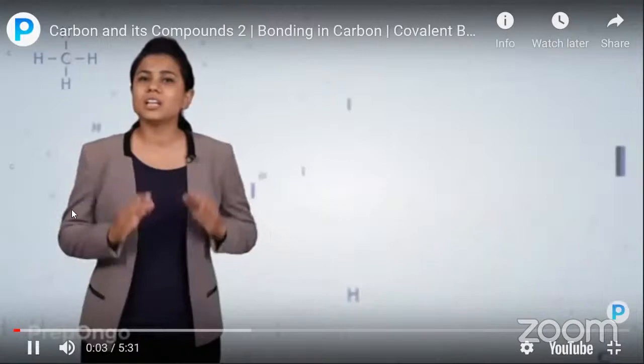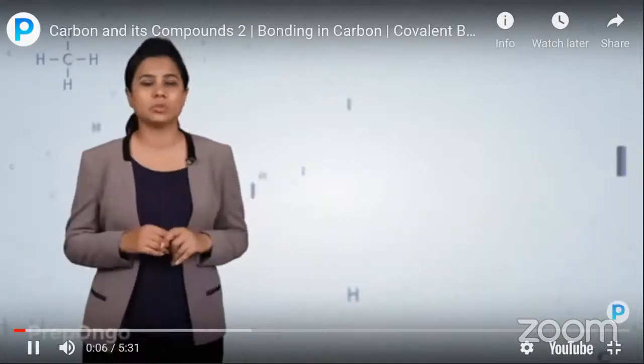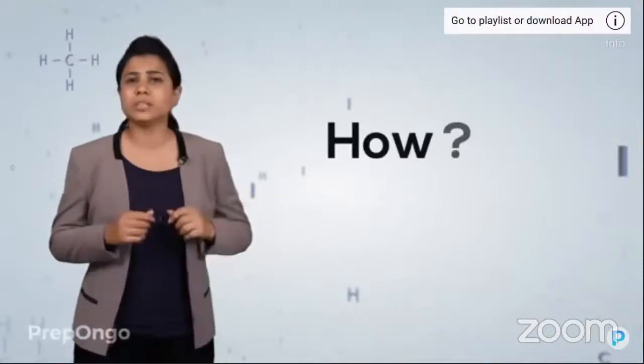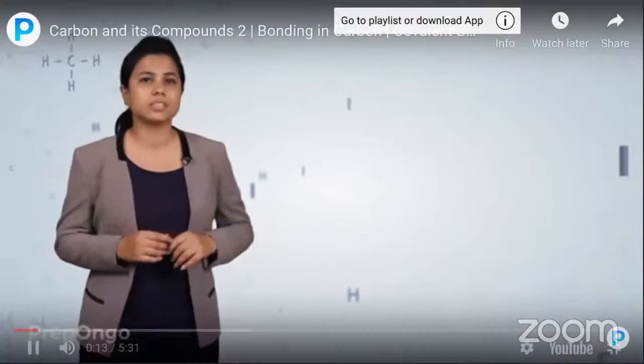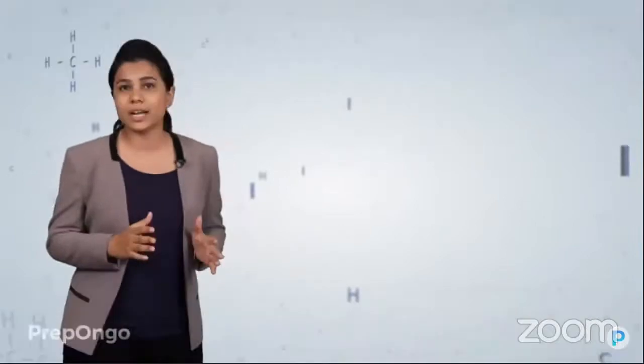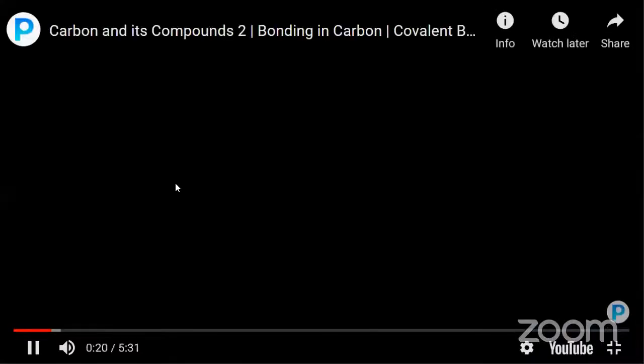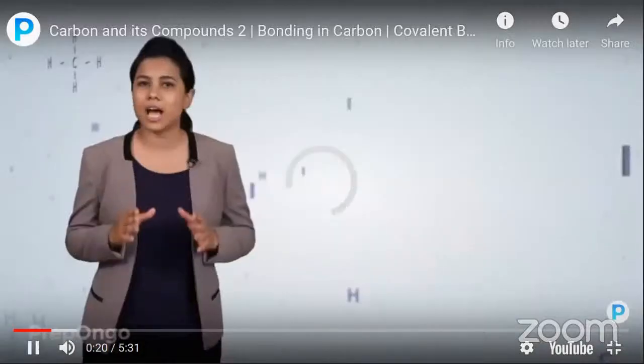Now we have seen how useful carbon is to us. So this makes us curious to know how carbon is able to do this. But before going ahead in this chapter, let's first revise the earlier concepts which we have studied in our earlier chapter, metals and non-metals, and non-metals regarding covalent and ionic bonding.